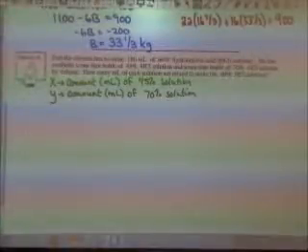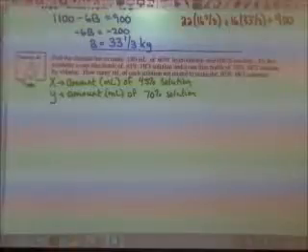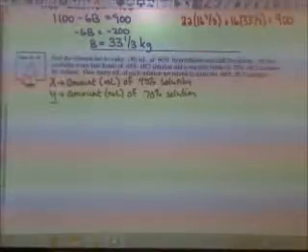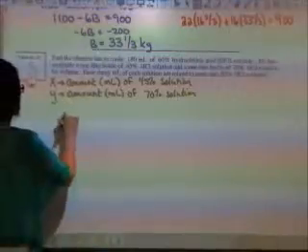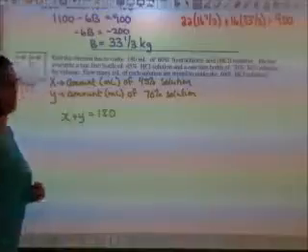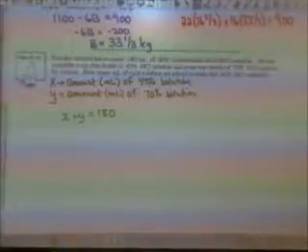Together, how much of the solution do I need to make? I need to make a 60% solution, but I need it to be 180 milliliters. So if I take the amount from X and the amount from Y, I will get 180 milliliters.